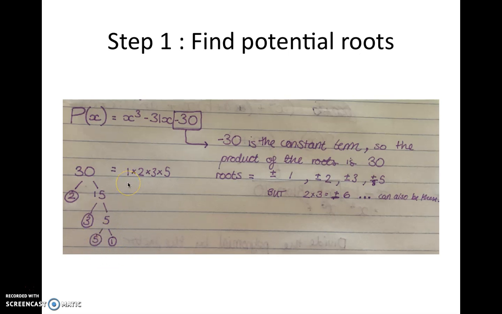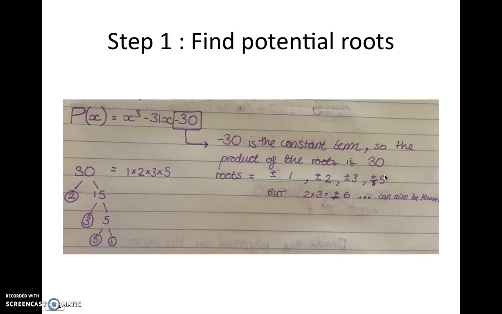So the factors that make up 30 are 1 times 2 times 3 times 5. The product of the roots would be plus or minus 1, plus or minus 2, plus or minus 3, and plus or minus 5. However, when you multiply 2 by 3, you can get 6. So any multiplication you can make with these numbers could also be the roots.